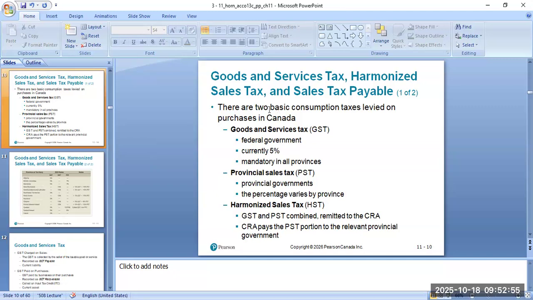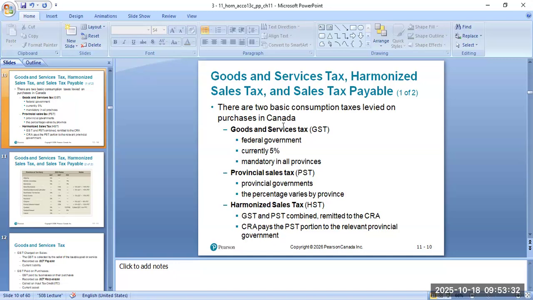The two basic consumption taxes on every purchase in Canada. One is the GST, or goods and service taxes, which is paid to the federal government. It's 5%, and it has been sitting at 5% for a long period of time. Since I came to Canada, that was 2003, it is still 5%. And that 5% is mandatory for every province within Canada.